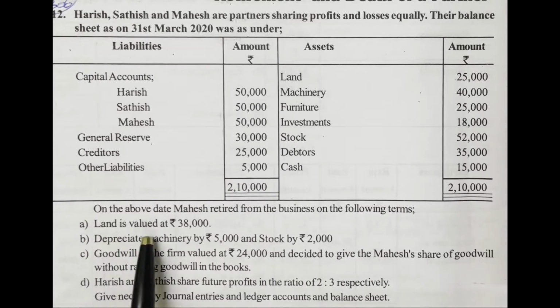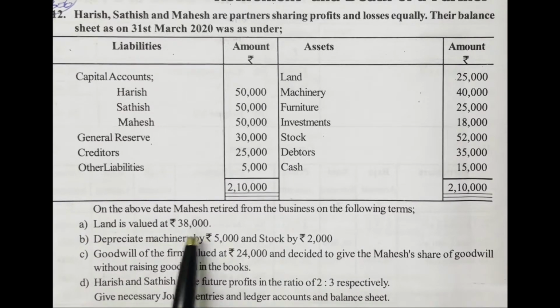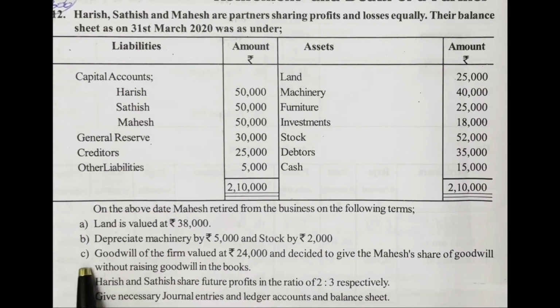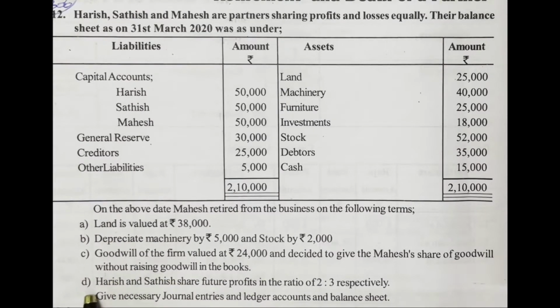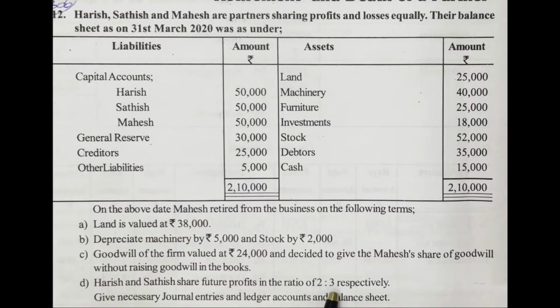A. Land is valued at 38,000 rupees. B. Depreciate machinery by 5,000 and stock by 2,000. C. Goodwill of the firm is valued at 24,000 rupees and it is decided to give Mahesh his share of goodwill without raising goodwill in the books. D. Harish and Satish share future profits in the ratio of 2:3 respectively. What is being asked? Give necessary journal entries, ledger accounts and balance sheet.